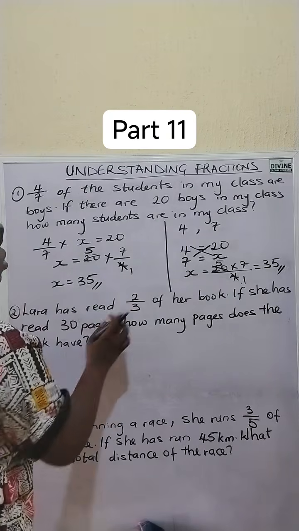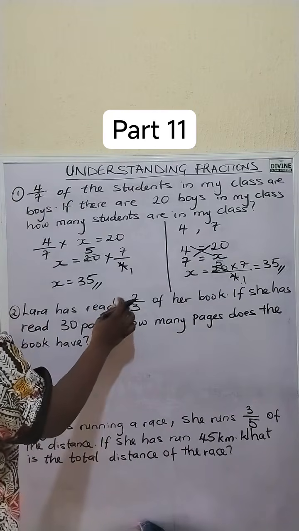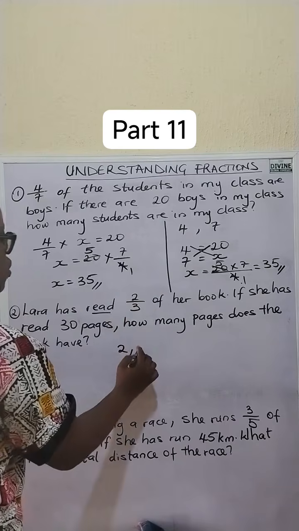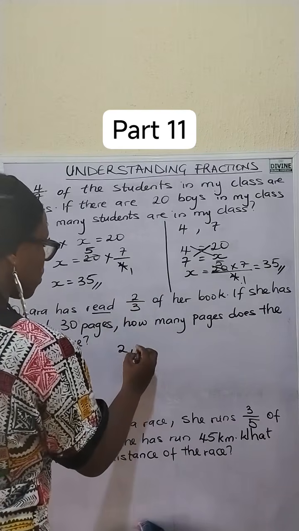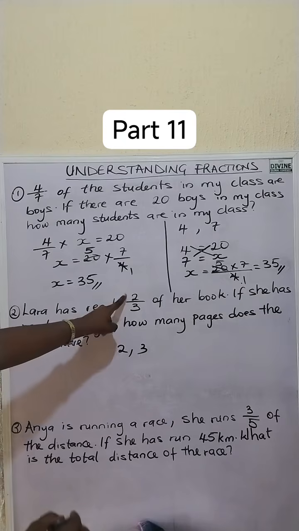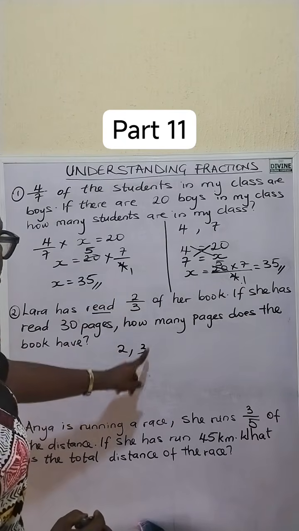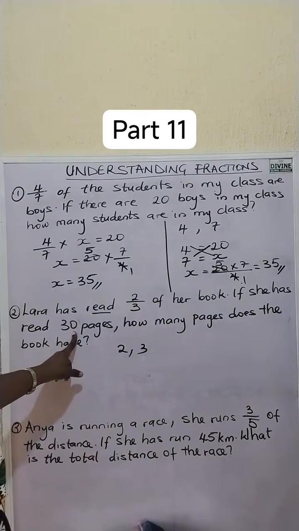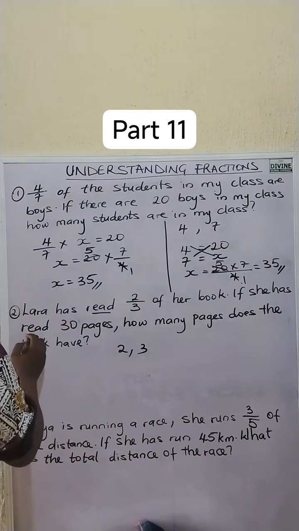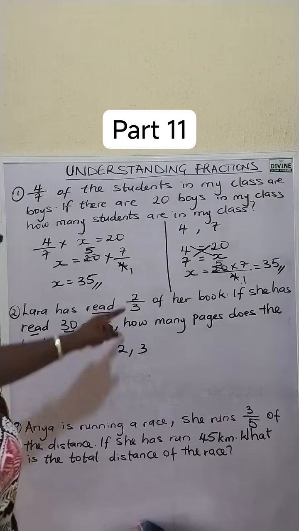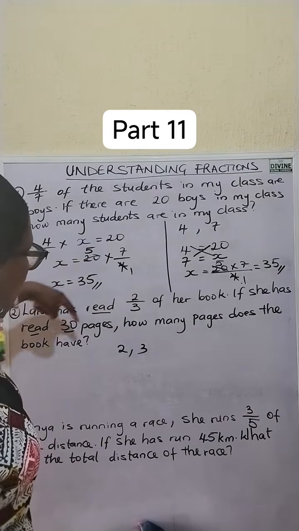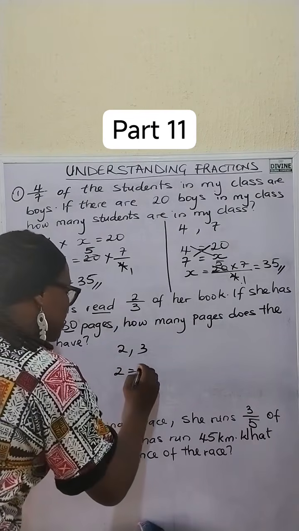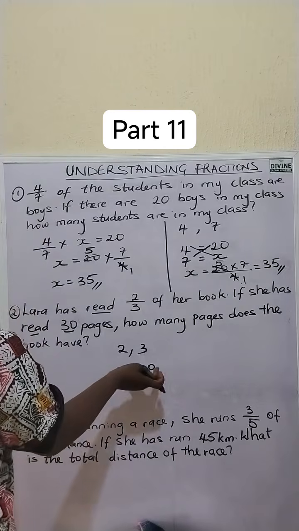We come over to this one. Lara has read 2 over 3 of her book. 2 over 3 of her book: 2 represents the part she has read, while 3 represents the total pages in the book. Now we know that 2 represents the part she has read, 3 represents the total pages in the book. We continue. If she has read 30 pages, so the number of pages she has read is 30. That means 2 represents the fraction she has read, while 30 represents the number she has read. So 2 is represented by 30, fraction, whole number.